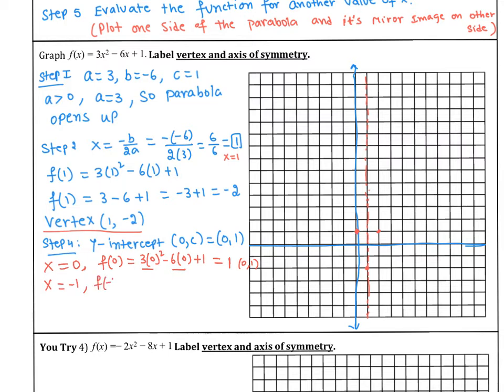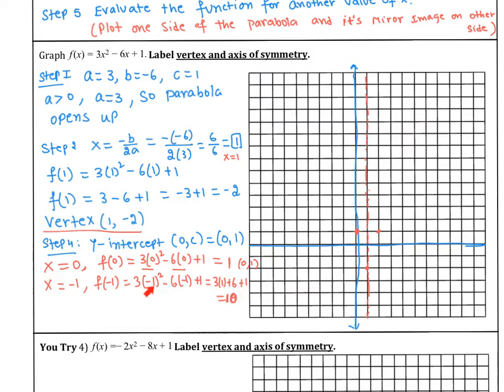For -1, I'm going to use x as -1 in the main equation here and find the y value. So 3 times -1 squared minus 6 times -1 plus 1. So here we're going to get 3 times 1 plus 6 plus 1. And that is going to be 9 plus 1, that is 10. So -1 comma 10.